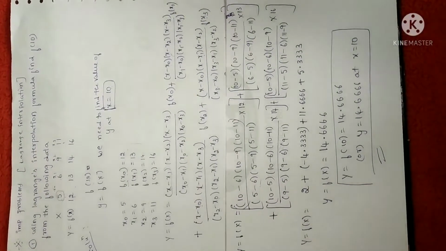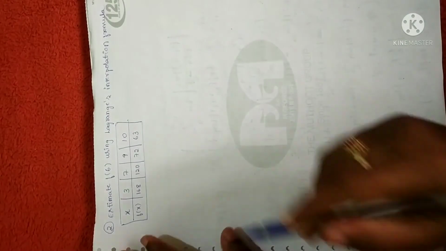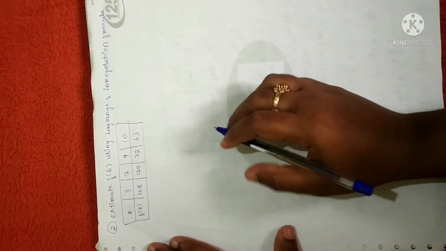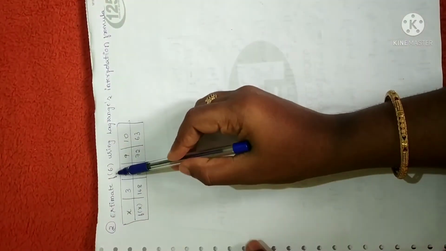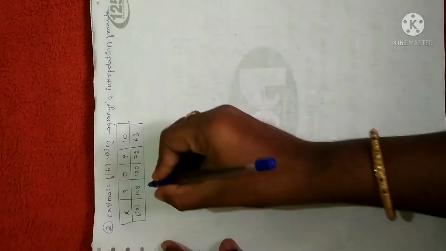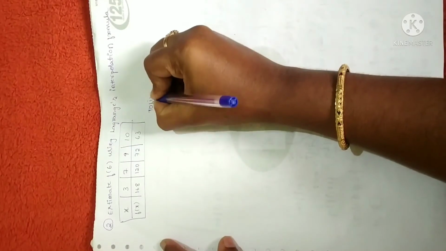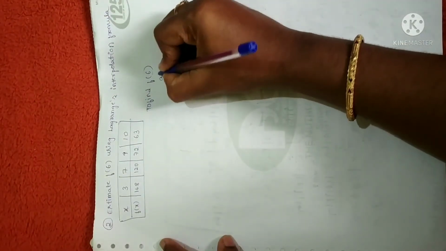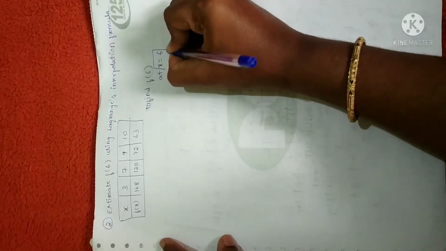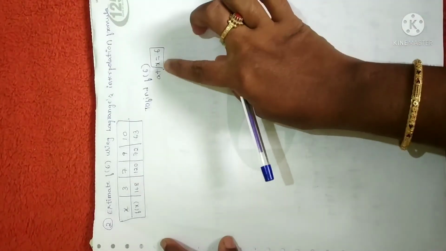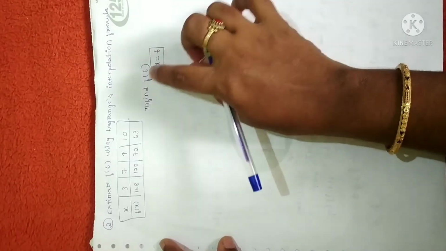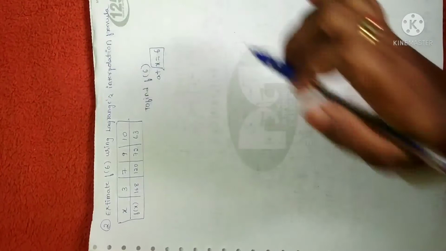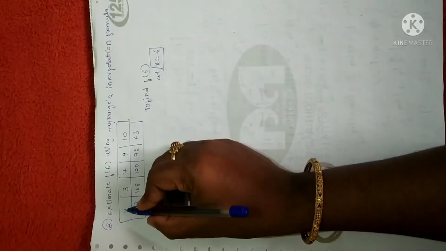Fine. Now let me solve one more problem. So here is the second problem. As usual, what we have to find is the value of f of x, that is the value of the function at x is equal to 6. To find f of 6, so the value of x is 6. First you write down the aim of the problem, that is we need to find the value of the function at x is equal to 6. So you have to take this value as x. Fine. Now make a list of the terms.